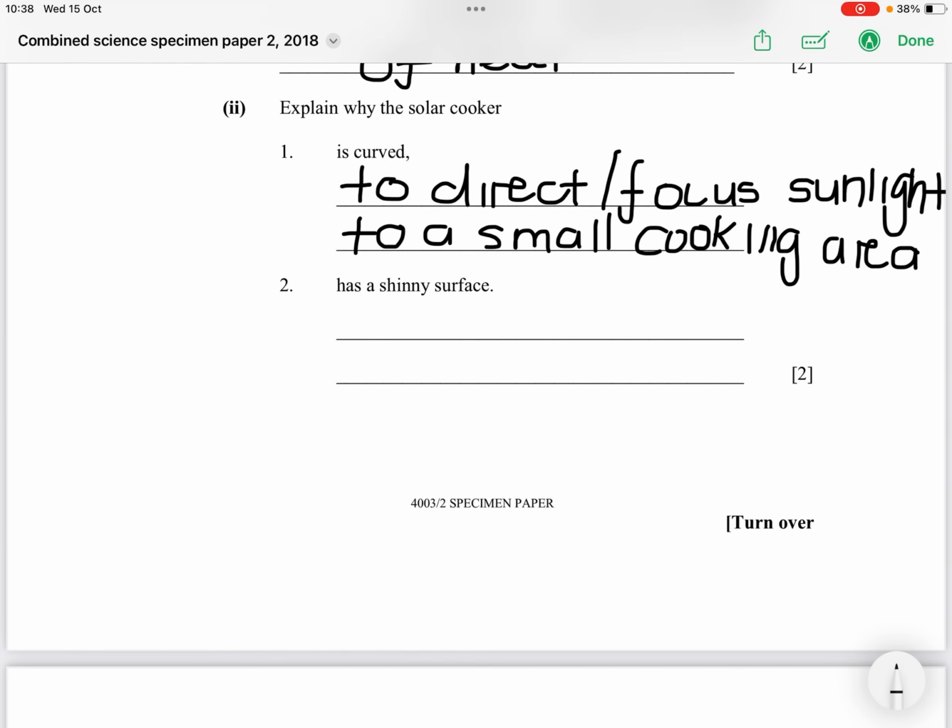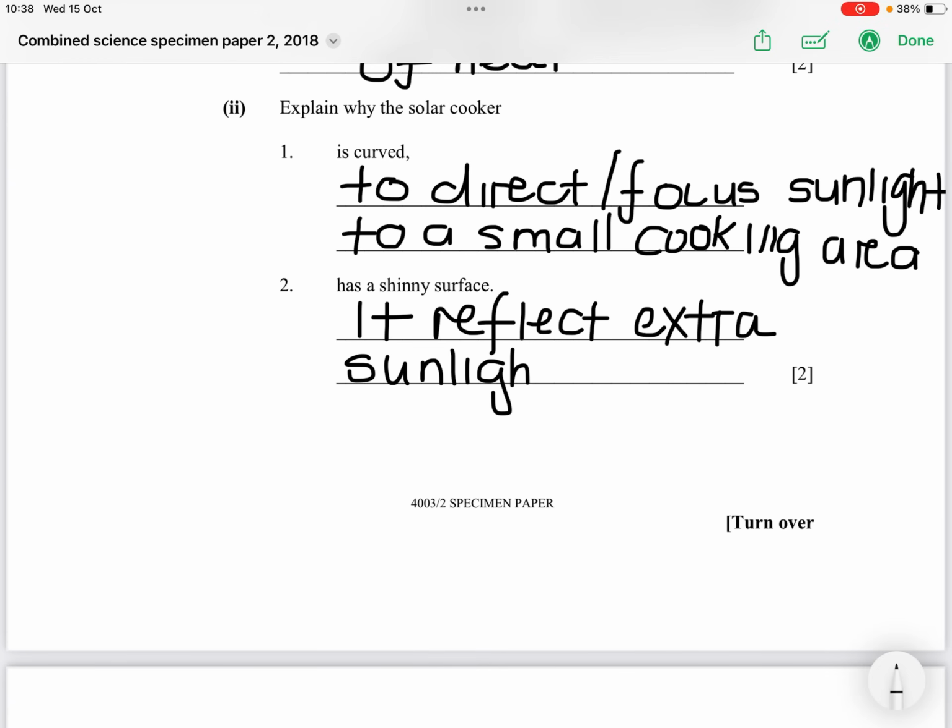And then next one, it is saying why it has the shiny surface. This is to reflect extra sunlight onto the pot. The main reason for the shiny surface is it reflects extra sunlight onto the pot.